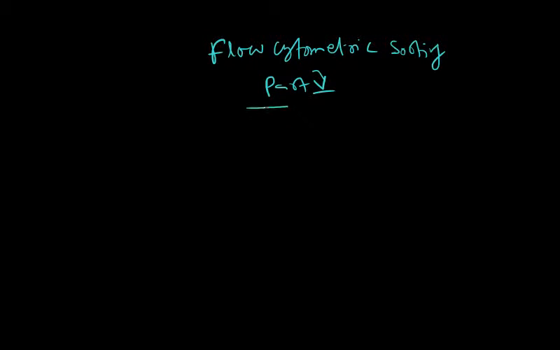So in this series of lectures on flow cytometry, today I will be talking about sorting by using a flow cytometer. Okay, flow cytometric sorting, and this is part 5 of the talk. So far we have discussed what a flow cytometer can do for us, what the components required are, how the different components work, and how data is generated. So these are the things that we have discussed so far.